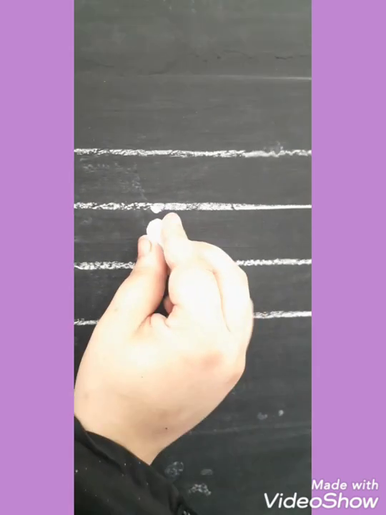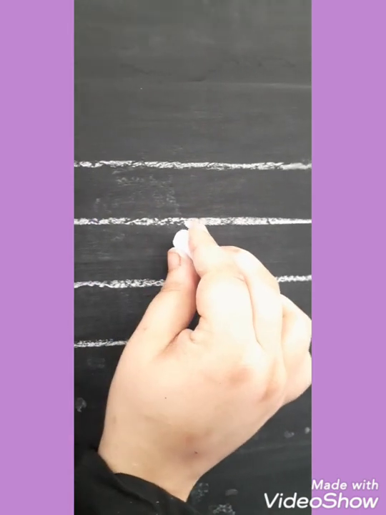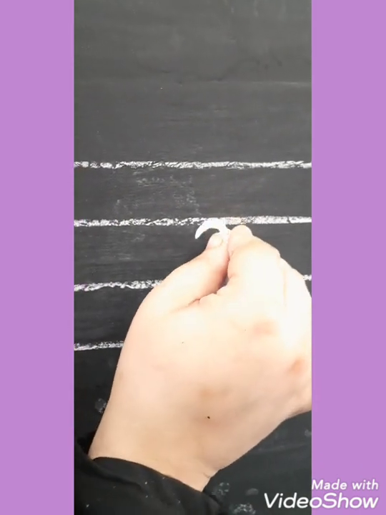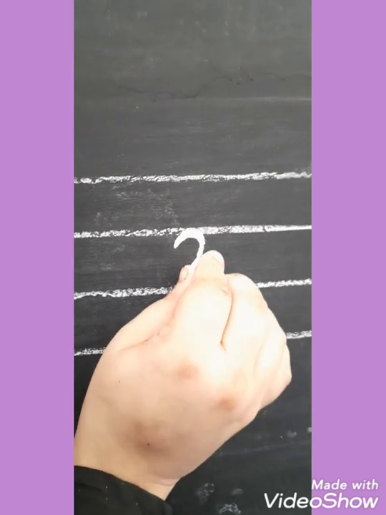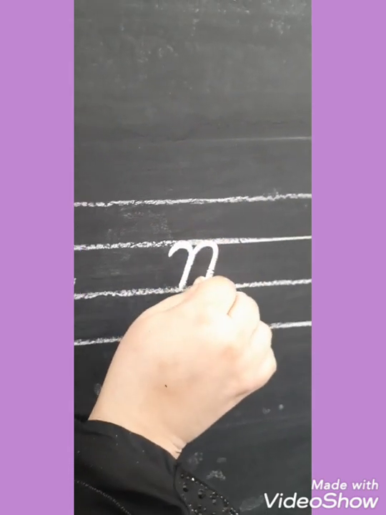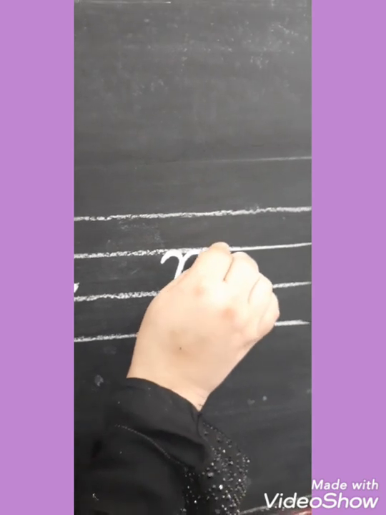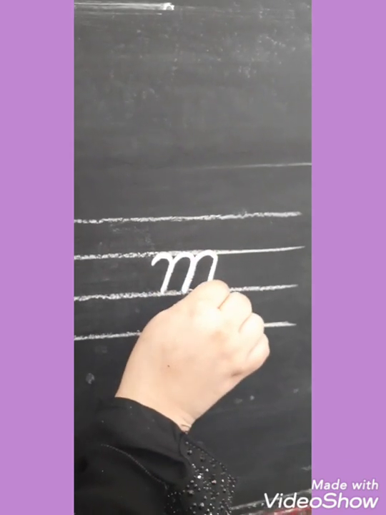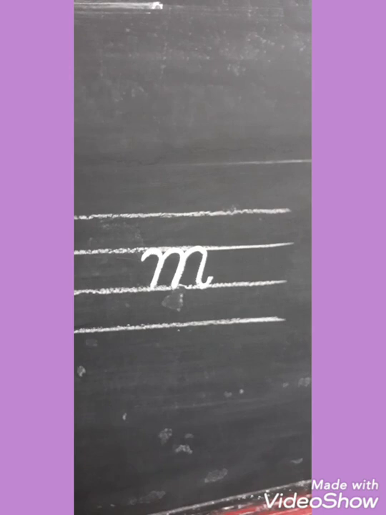Again look here, it will not start from the dot, it starts from below this dot, round, come down in a slant, go up, round, come down in a slant, again go up, round, come down and make a tail of it. M.